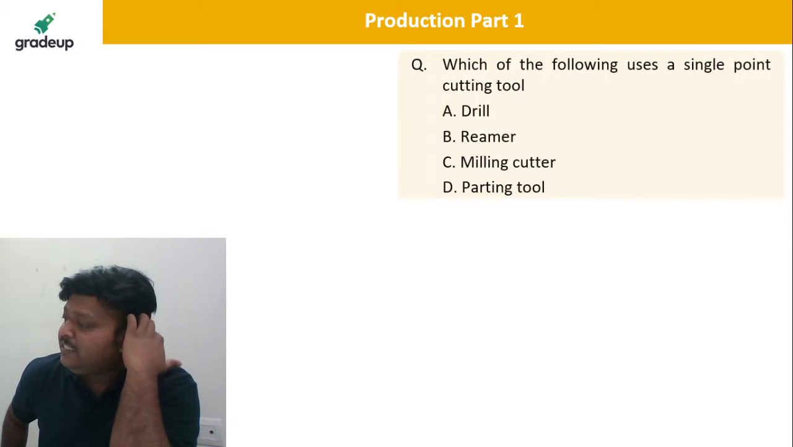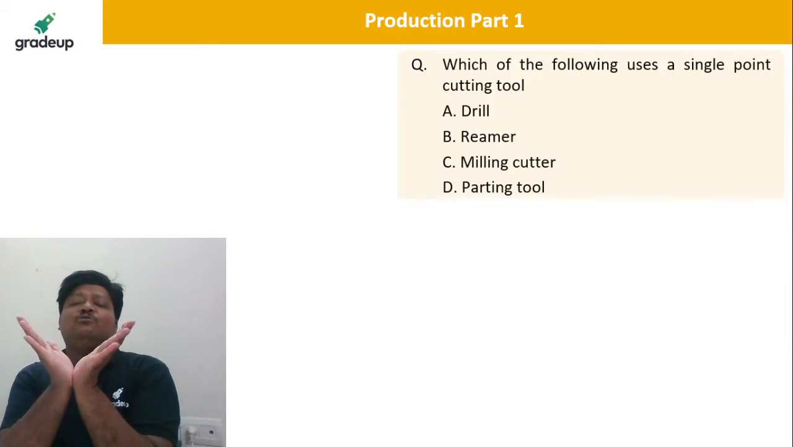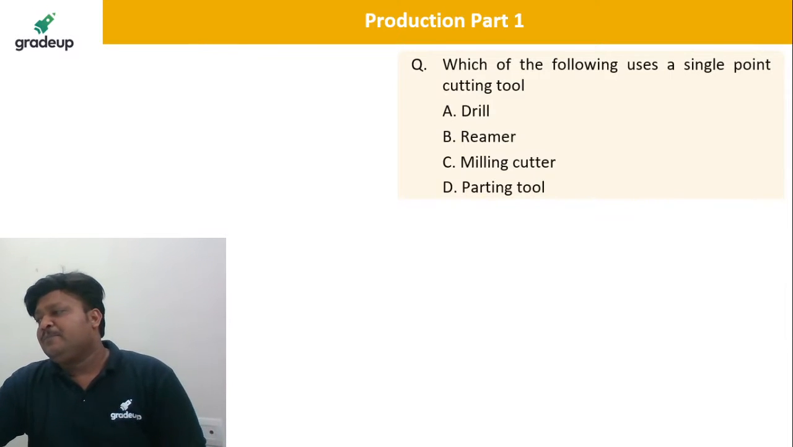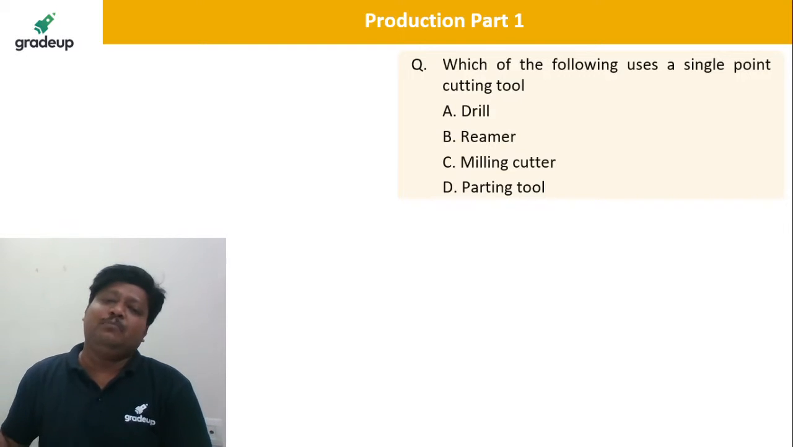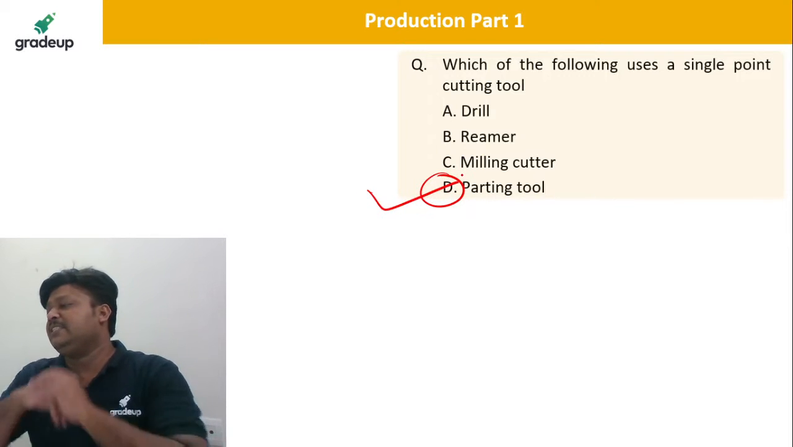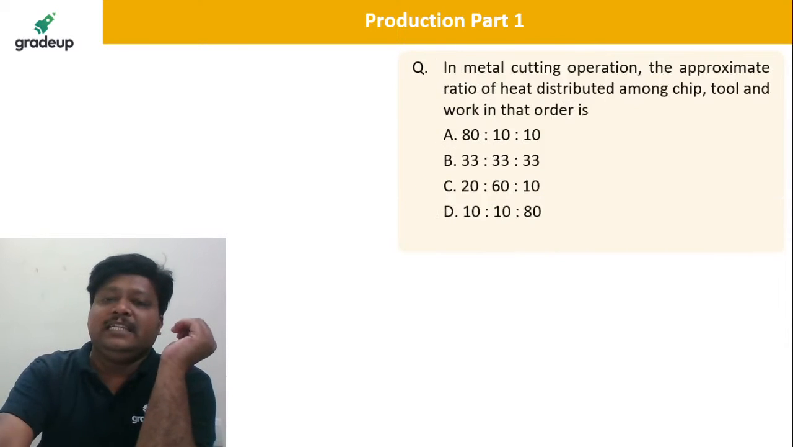Sandeep, Bhupesh, Anju, Sunil, very good, dear. Drill has 2 cutting edges, reamer an even number of edges. Milling cutter, you know, that is very simple. Parting tool, that is correct. Very nice. Very good. Take the next question.